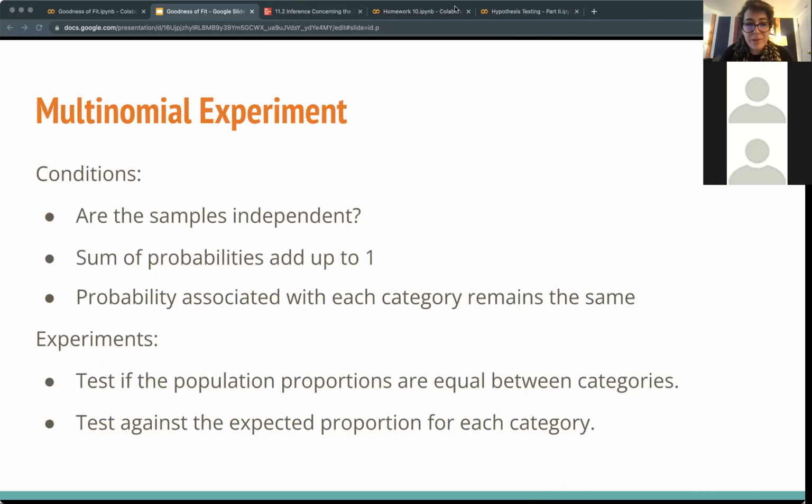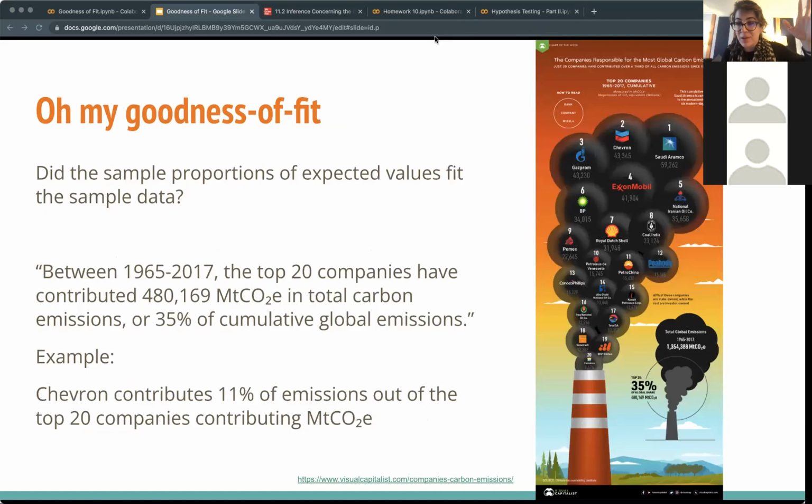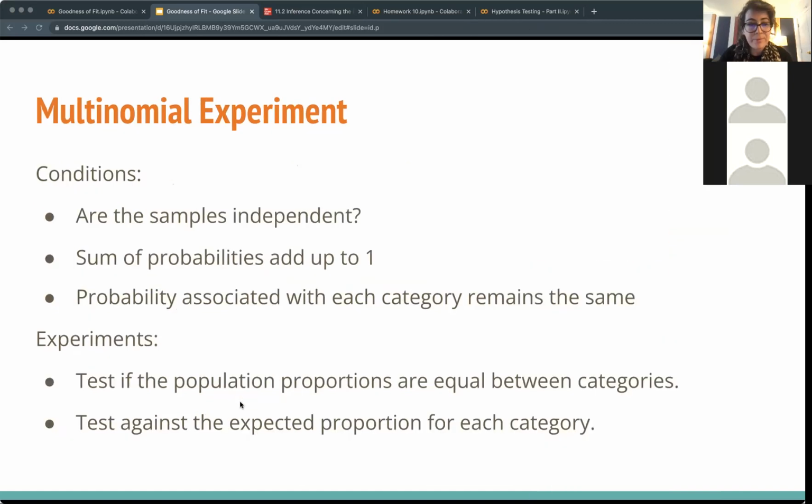We also need to make sure the sum of probabilities all add up to 1. If we're looking into this basket of 20 companies, we know that they should all add up to 1. If we were to add everything together, we should get to this value that we're trying to get a proportion from. And we also need to assume that the probability associated with each category remains the same. So we don't have any kind of time series component to this, it's just a static type of probability that doesn't change over time.